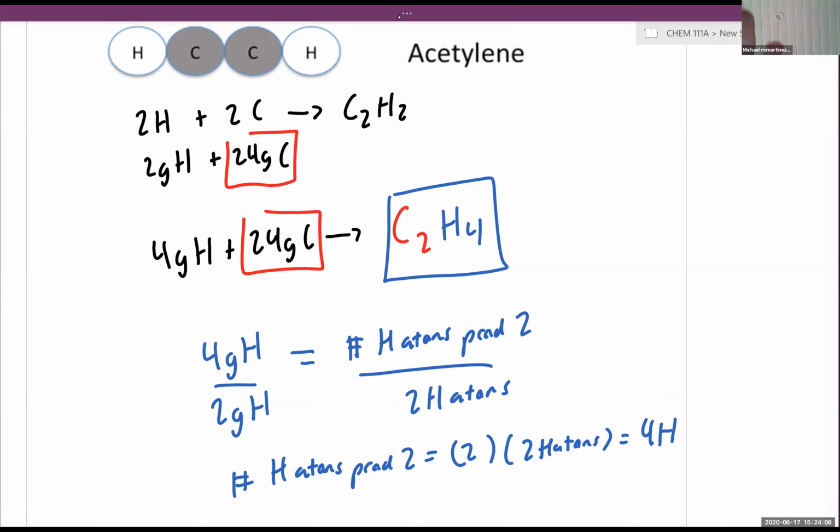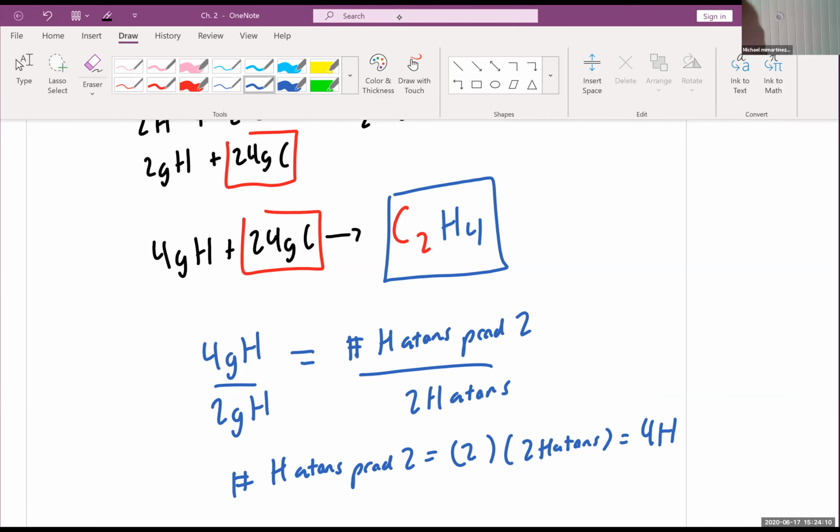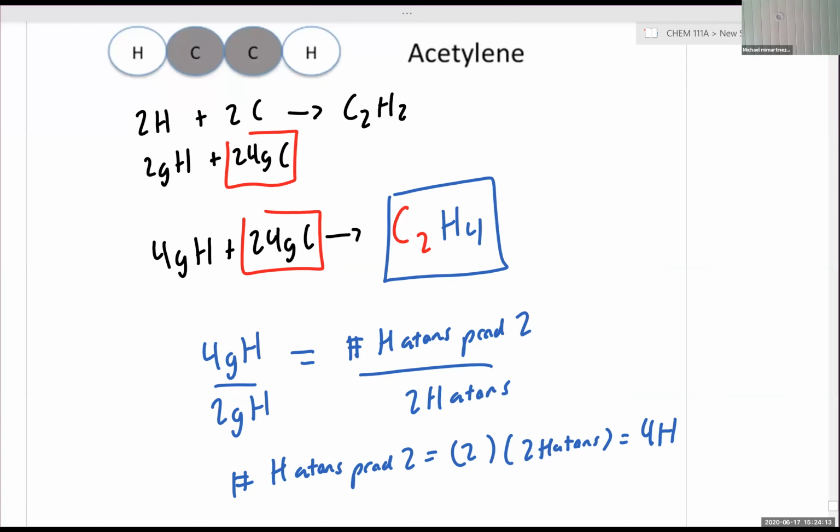Does this make sense to everyone? Any questions on this example? Any questions? If not, let's continue on.